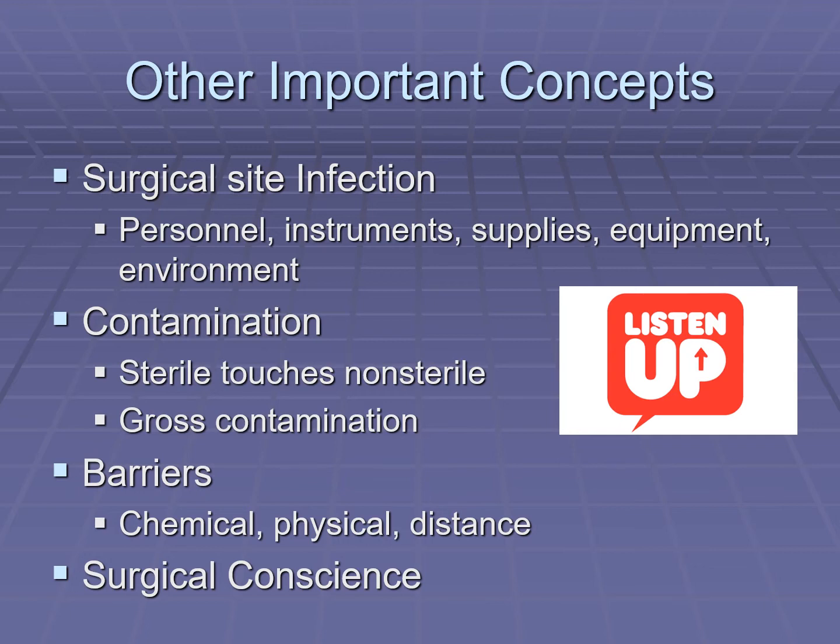And then lastly, distance, or this textbook refers to it as space. Space is another type of barrier, or distance, all right? Remember how we said we want our sterile stuff to be 12 to 18 inches away from anything that's not sterile, okay? We don't want a non-sterile person reaching over our field. Those types of things constitute distance.